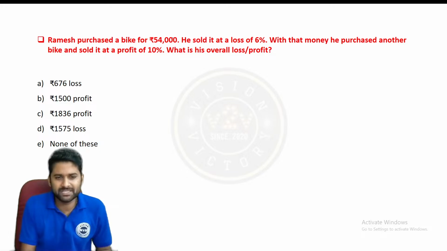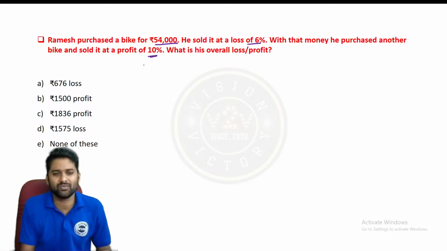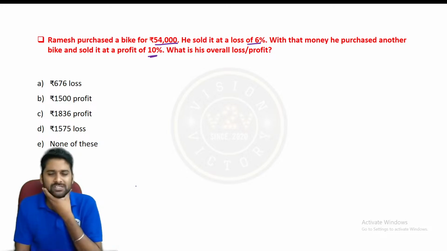Now guys, Ramesh purchased a bike for 54,000. He sold it initially at a 6% loss. With that money he purchased another bike and sold it at 10% profit. So what is his overall loss or profit?